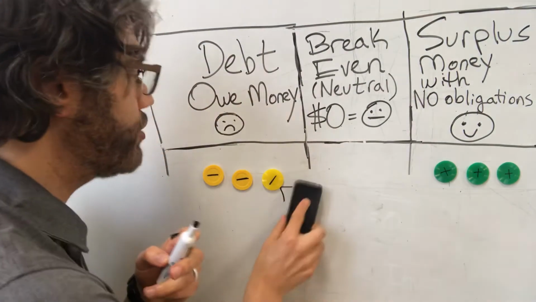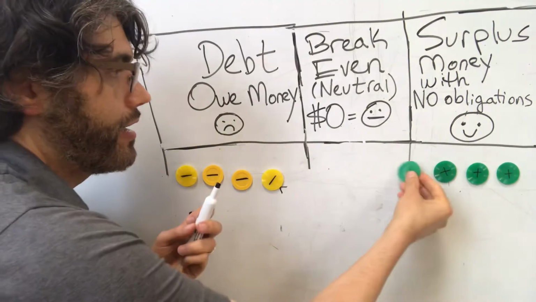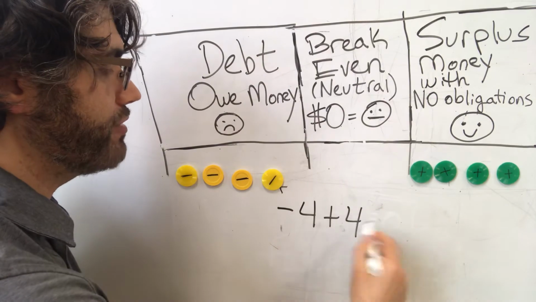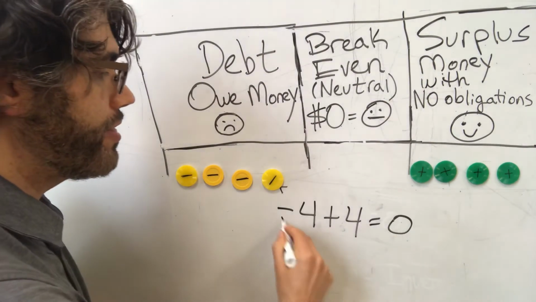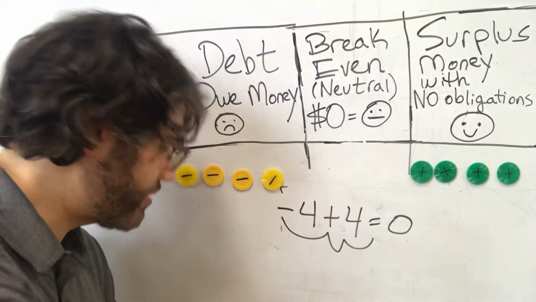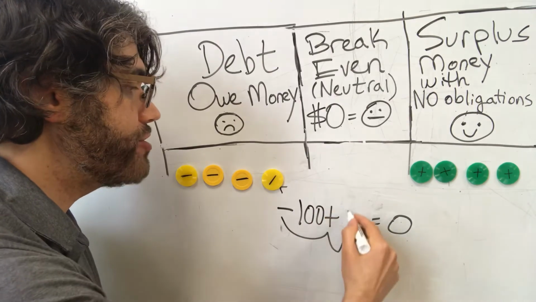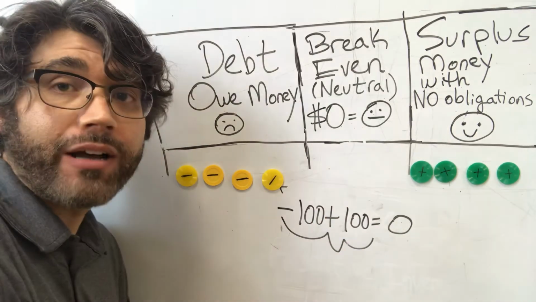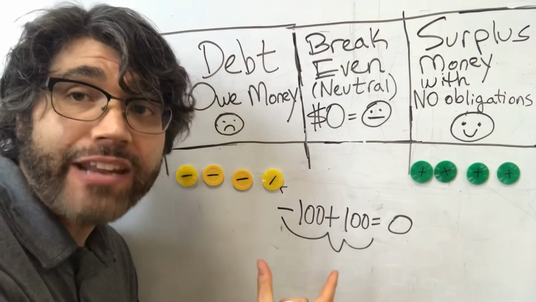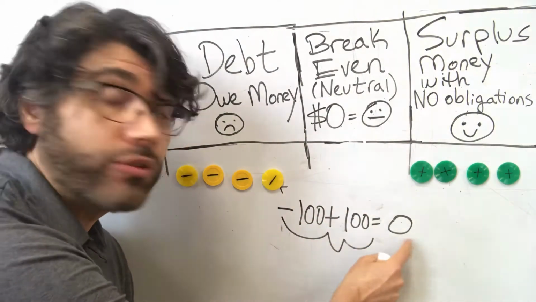So that would be true if we had negative $4 and then we earned $4. So negative 4 plus positive 4 equals 0. These, negative 4 and 4, are additive inverses. And I mean, you could just keep going up. $100. And then you earn $100. They cancel each other out. Negative 100 and 100 are called additive inverses. Any number plus its opposite will equal 0.